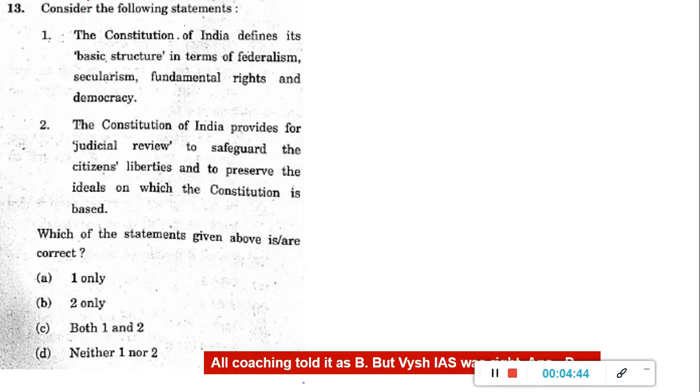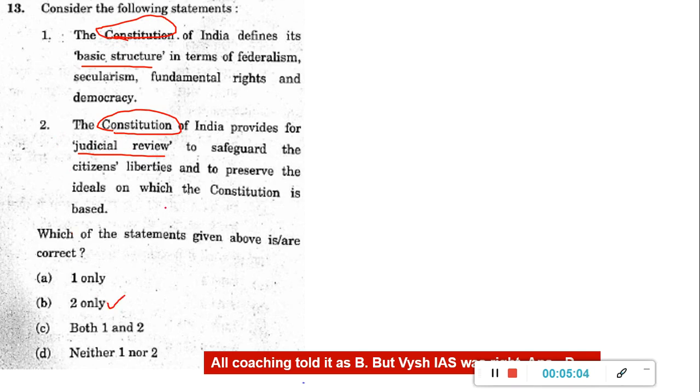Now the next one: the Constitution of India defines its basic structure in terms of federalism. And here actually there are two terms, judicial review and basic structure. But the problem is they are both telling that it is mentioned or defined in the constitution. So every coaching institute at that time told the answer is I think B, 2 only.